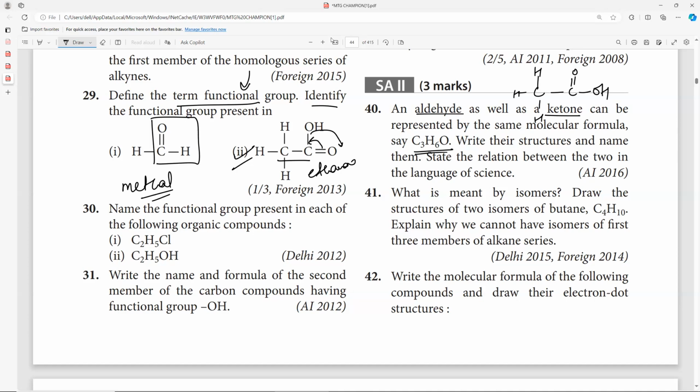So the structure of this one, you can make it this way. This will be propanone. And this one will be an aldehyde like this way. And this will be propanal. Propanal. Okay. You understood?